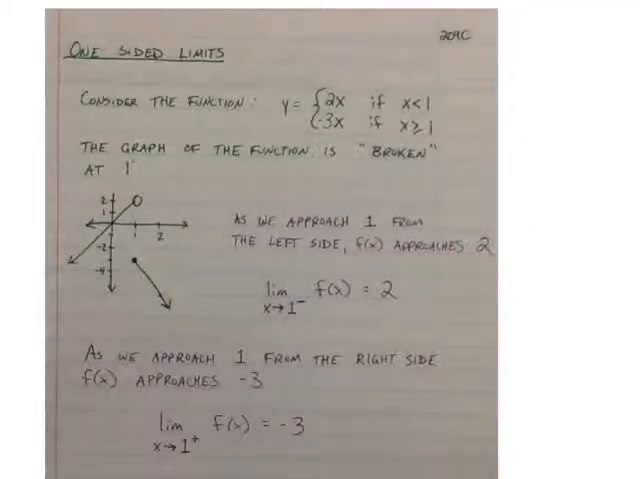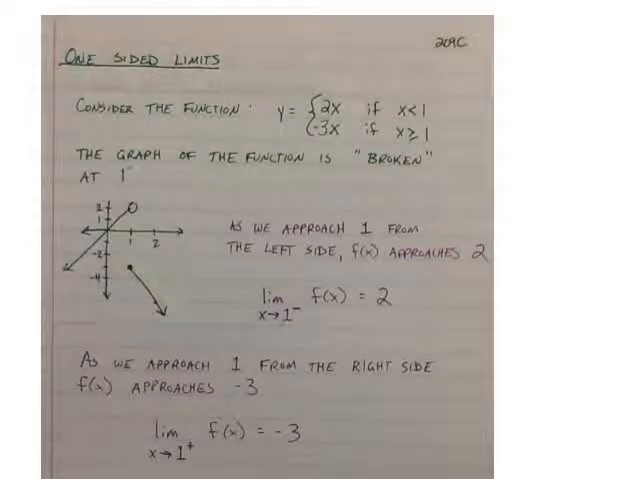All of this connects to the idea of one-sided limits. This is apparent with a piecewise function that we have here, y equals 2x if x is less than 1, and it equals negative 3x if x is greater than 1. I've graphed the function. If we want to know the limit as x approaches 1 from the left side, which we notate like this, the graph is approaching 2, so the left-hand limit is 2. But if we approach from the right side, the right-hand limit, our graph is approaching negative 3.